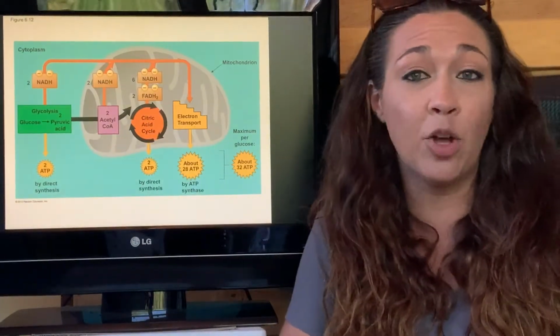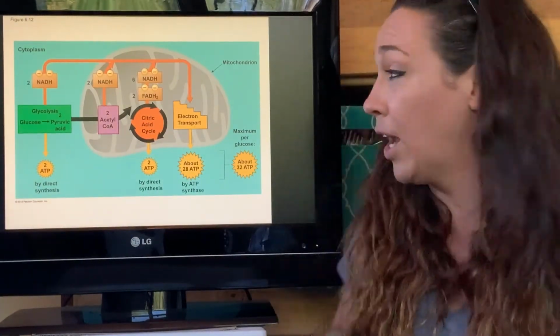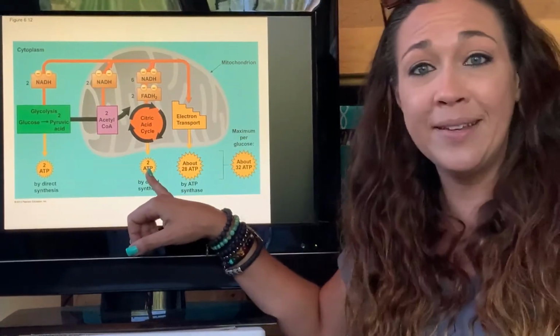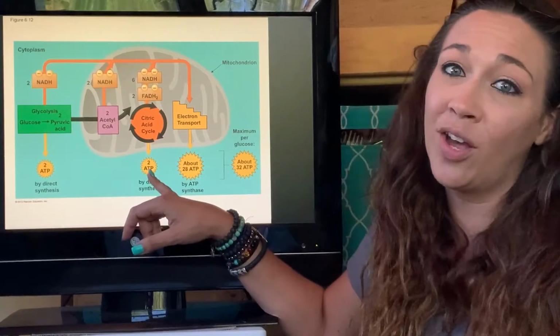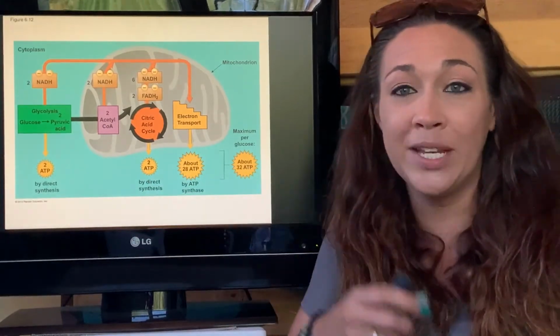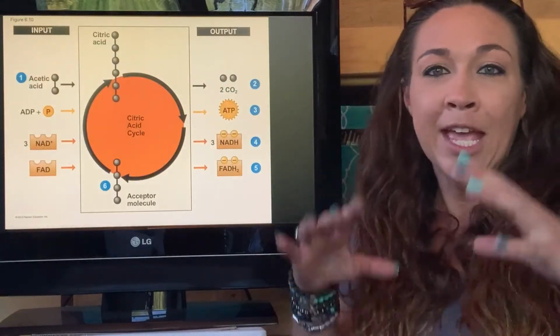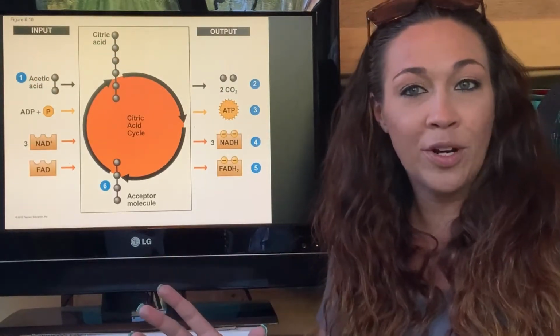So the citric acid cycle by far produces the most out of anything, right? 6 NADHs, 2 FADH2s, 2 ATPs, but that's still not all the energy. We still need to get more energy. So we need to keep turning, and keep turning to get to step 4. So here's how the citric acid cycle works.